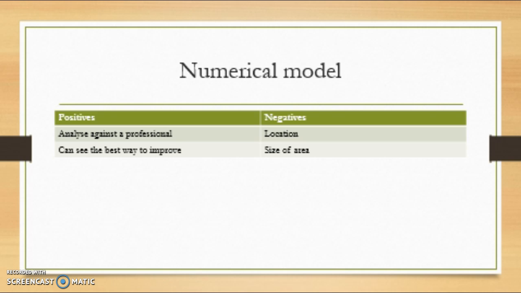Negatives, location. It could be quite difficult to get the size of area. If it's quite a small area, when we were recording we didn't have much space for the camera set up and it couldn't always give accurate results.